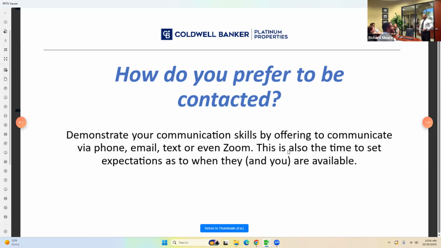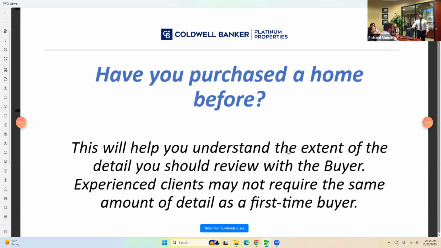They just text. So make sure that you're on board with the communication, because you don't want to text someone that wants you to call them. You don't want to call someone that only wants you to text them. So whatever they prefer to do. And this sets the expectations, to make sure that you guys are on the same page.